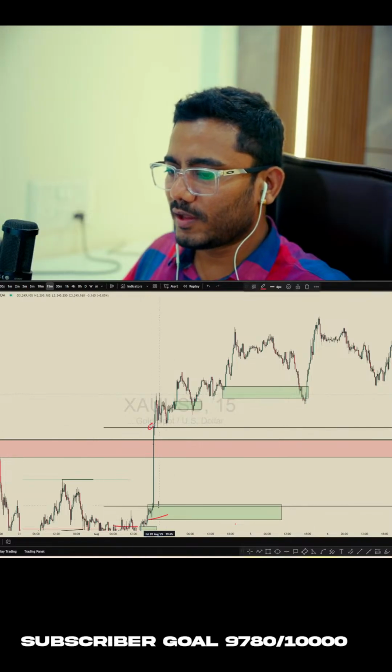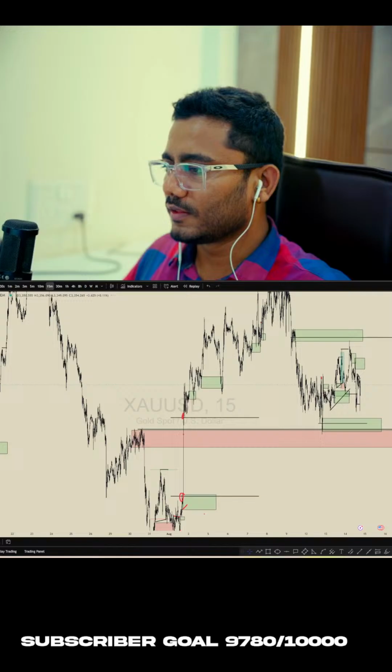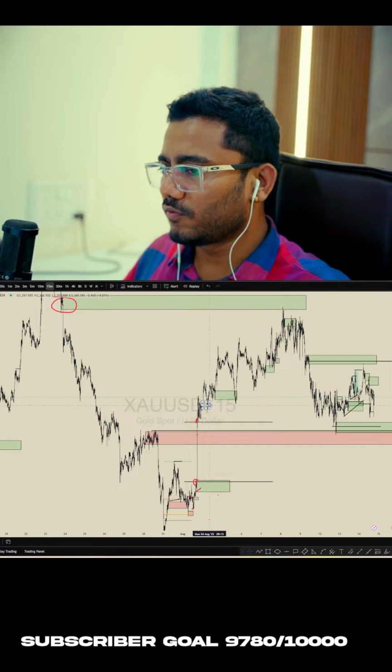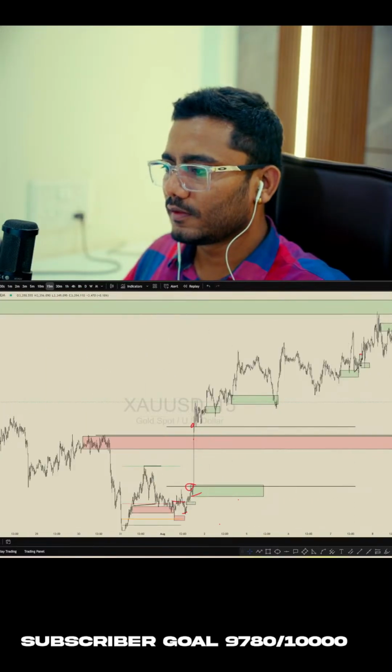So this imbalance supports our bias that price is going to the upside. That's why you have to look for trades after the imbalance. For example, we have this imbalance, then you can look for a liquidity sweep, break of structure, liquidity again, and then you can enter. Something like this.